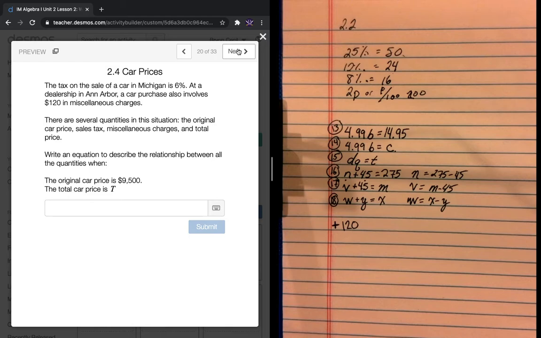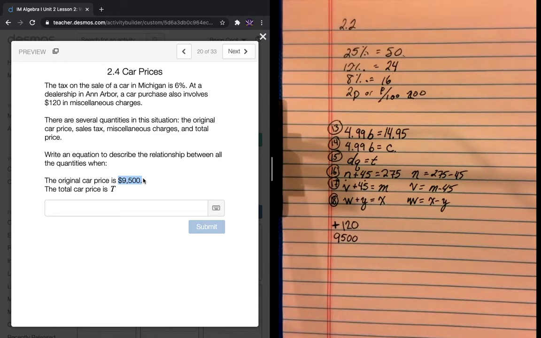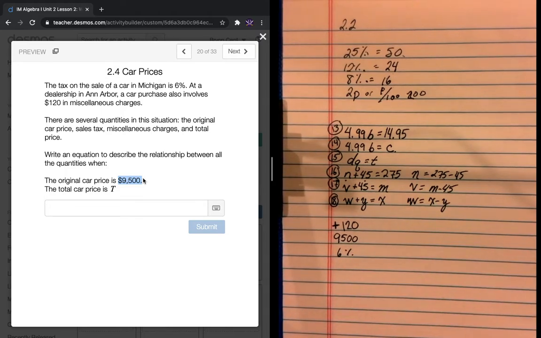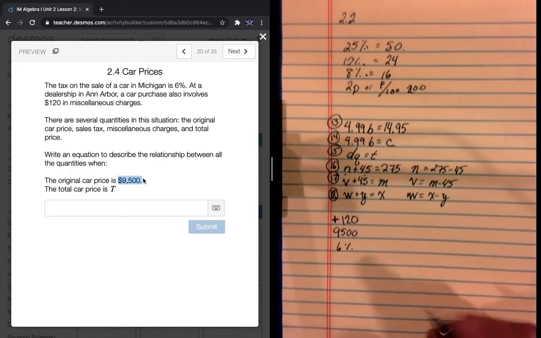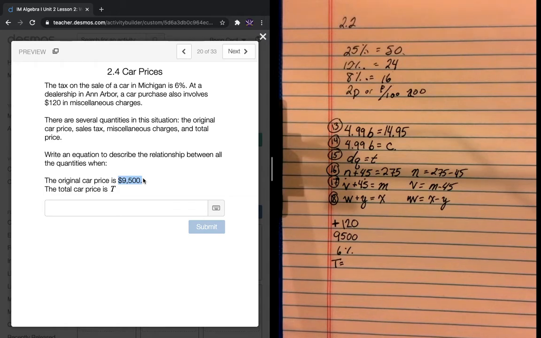We might not know what that is. In this case, it says right here, the original car price is $9,500. So we have that. And we also find out our sales tax is 6%. And then the total is T. So we know that T is going to be our equal, right? That's going to be our total. So we could put the T here, or we could have put it at the other end. It doesn't matter, but we know that total.